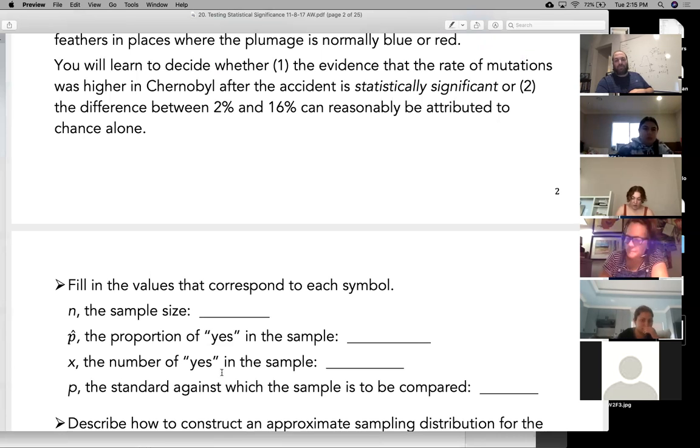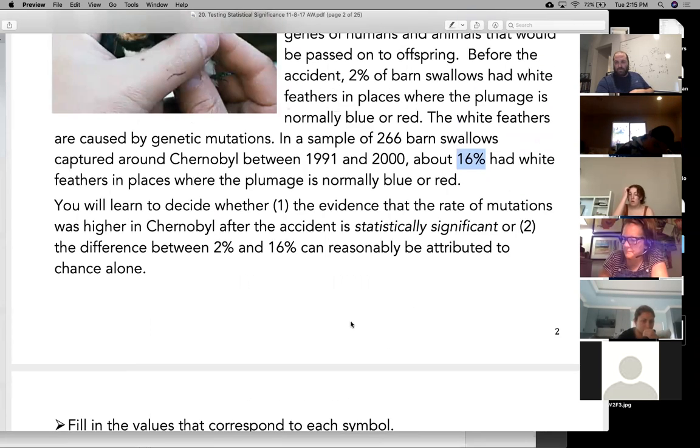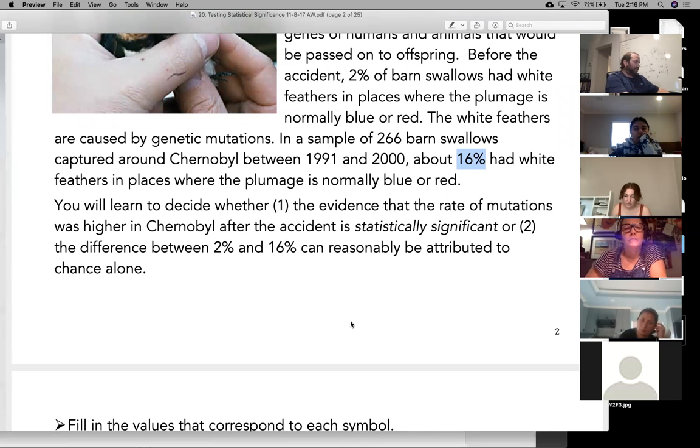x is the number of yeses in the sample. How many, not what percent, but how many of the 266 swallows were yeses? I use my calculator for this, by the way, it's not something I did in my head. How many of them were successes? So what's 16% of 266?